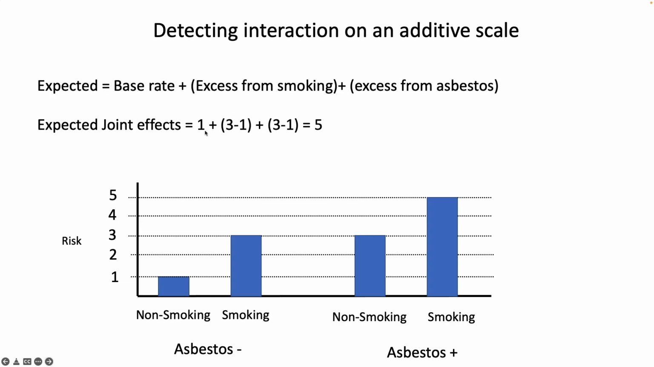So the expected joint effect in this case would be this baseline risk plus the excess from smoking and the excess from asbestos. If you just look at it, there's no point in adding the baseline each time, you just add the amount that smoking adds to this risk and the amount that asbestos adds to this risk. So basically, putting that on top and then putting that on top, you end up with 5, which is what we have here.